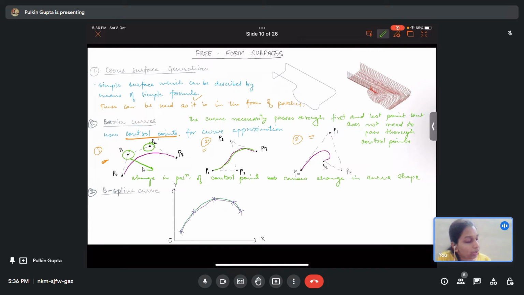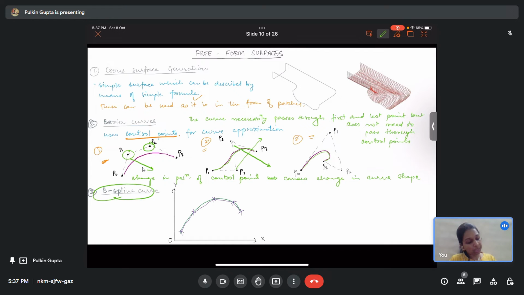Now from here you take your P2 point here, or more towards this side, and you take your P1 point here. So you come to this third configuration. Now your curve has changed to this shape. So because you have changed the location of your control points.